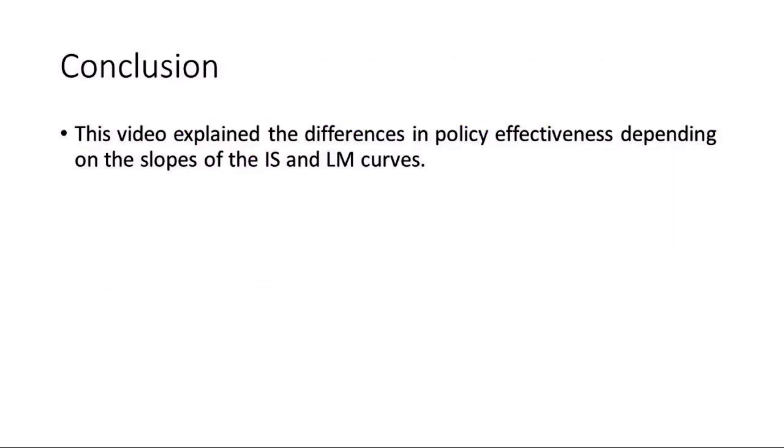In conclusion, you can see that there are differences in policy effectiveness depending on the slopes of the IS and the LM curves. Now, this is the final video covering the contents of Chapter 3. And at this point, you really need to go and revise. You need to make sure that you're comfortable with the IS and the LM curves and the different factors that move them around, the interactions, the primary and secondary effects, because from Chapter 4 on, it gets complicated.